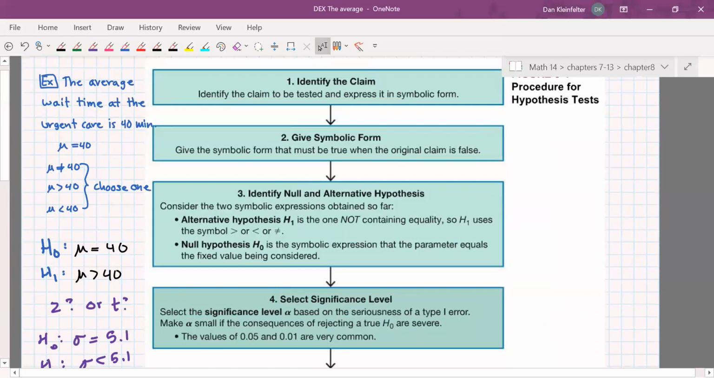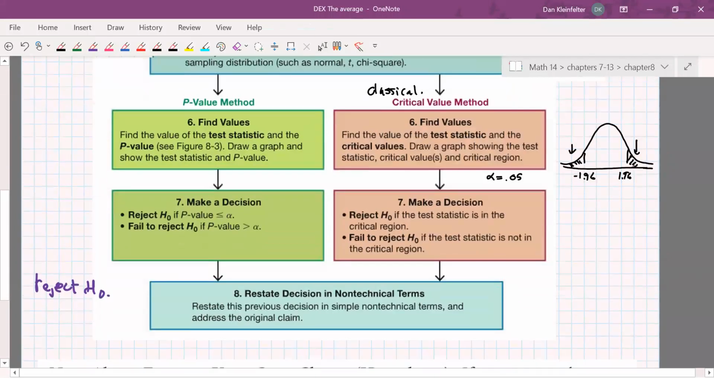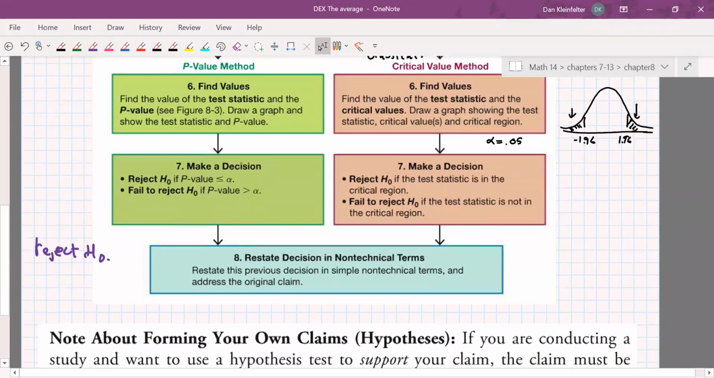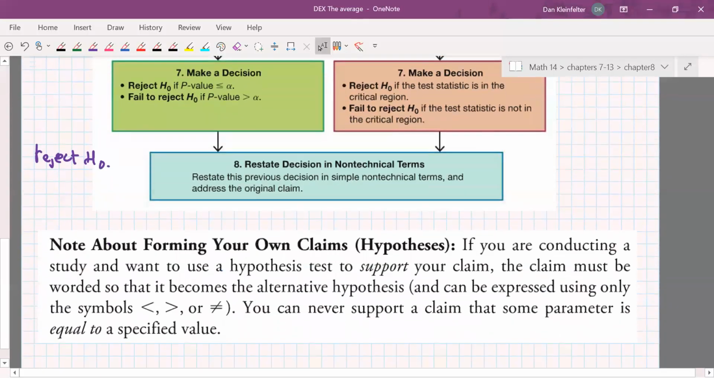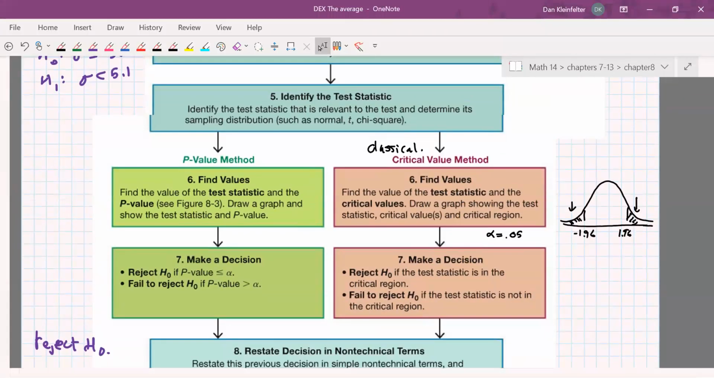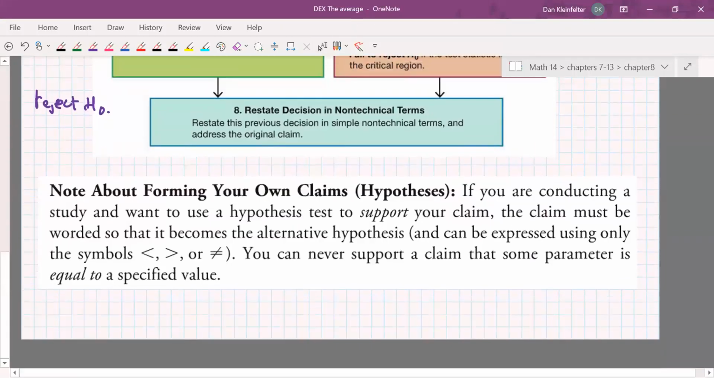But if you say, well, there was sufficient evidence to believe that the mean wait time at the urgent care is more than 40 minutes, then that's something that is easier for us to relate to, and that's what box 8 is about, where you want to rewrite your statement in plain English, not in terms of statistics, H0s and H1s and stuff. So I realize there's a lot to that flow chart, but it will get better as we get more into details.